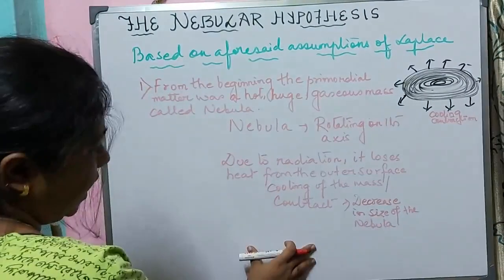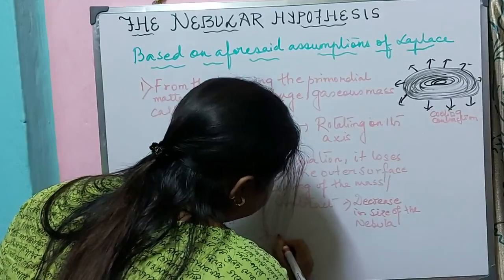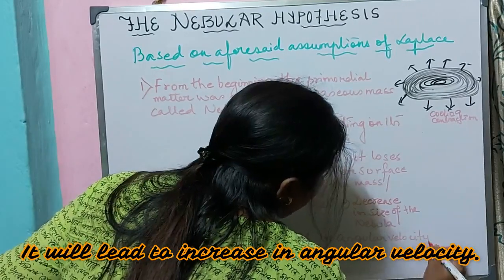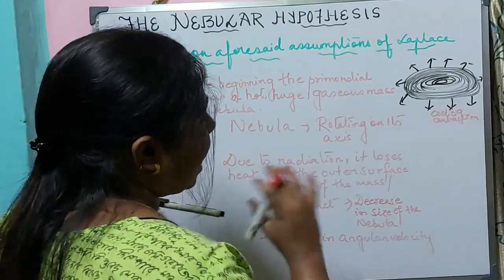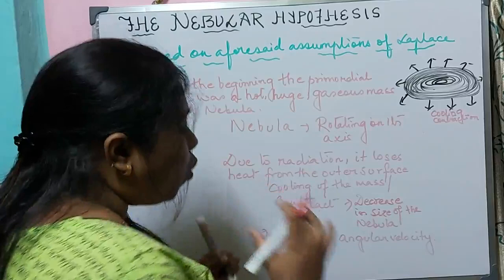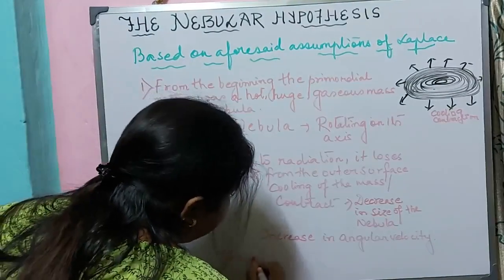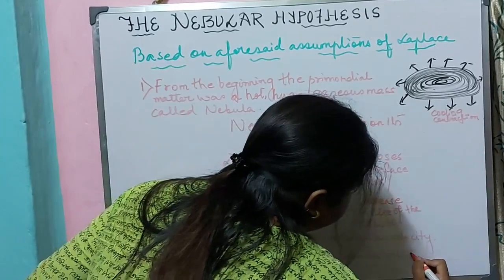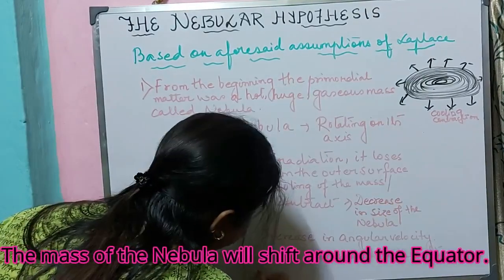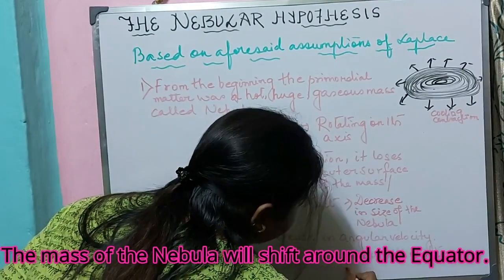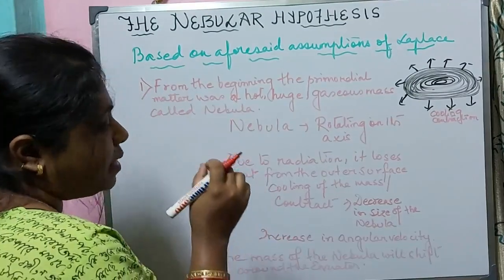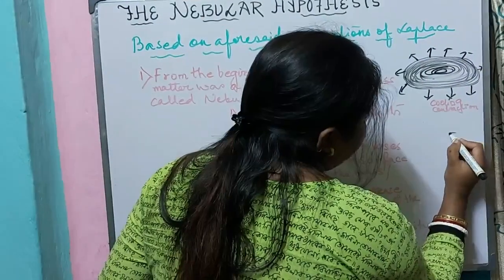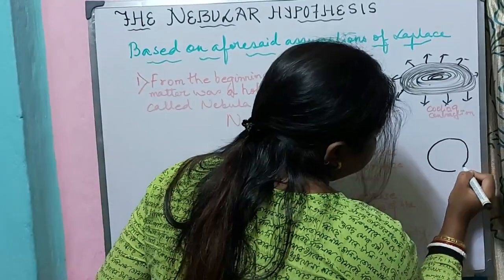As the size decreases due to contraction, it will lead to an increase in angular velocity. That means the rotation speed of the nebula will increase. With more increase in angular velocity, the mass of the nebula will shift around the equator. That means around the equatorial zone, the mass of the nebula will be bulging.